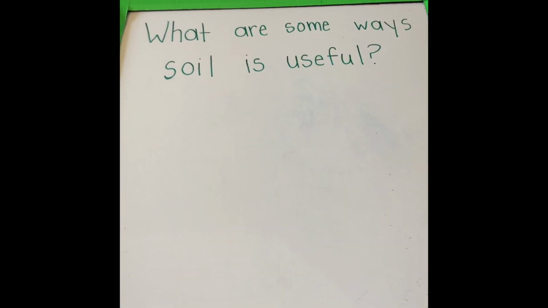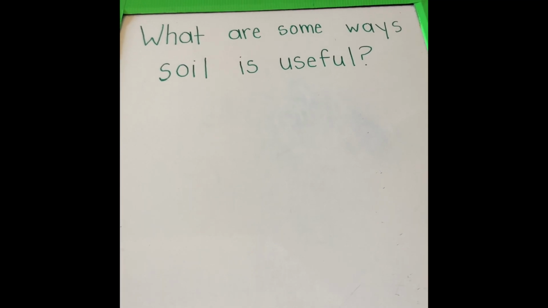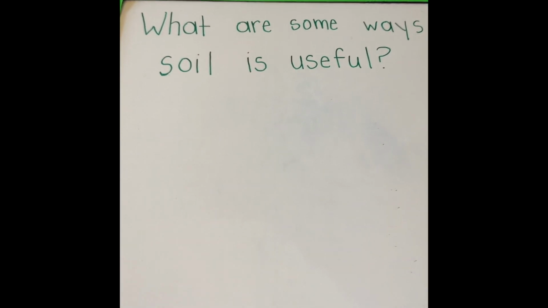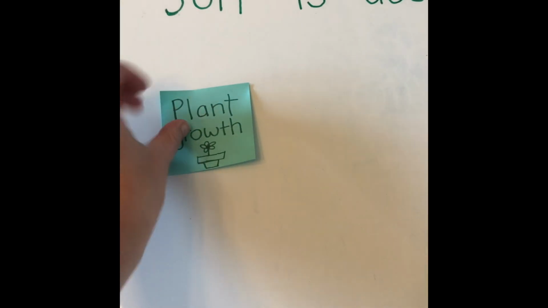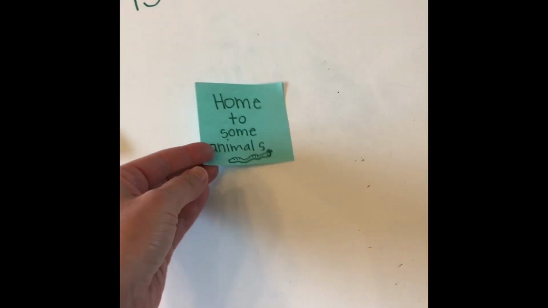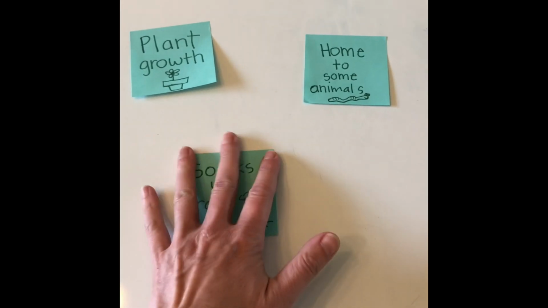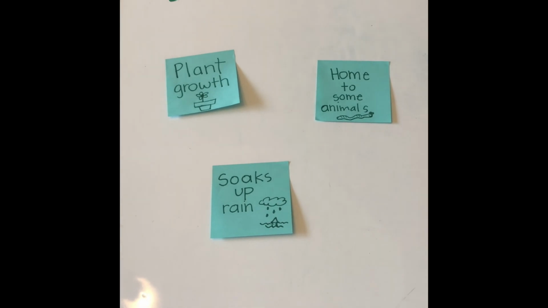Let's use what we've learned and answer the question. What are some ways soil is useful? It is useful for plant growth. It is useful because it's home to some animals. And it is useful because it soaks up the rain to prevent floods.